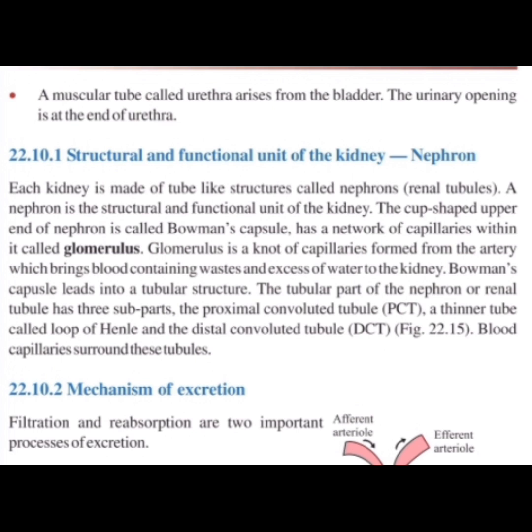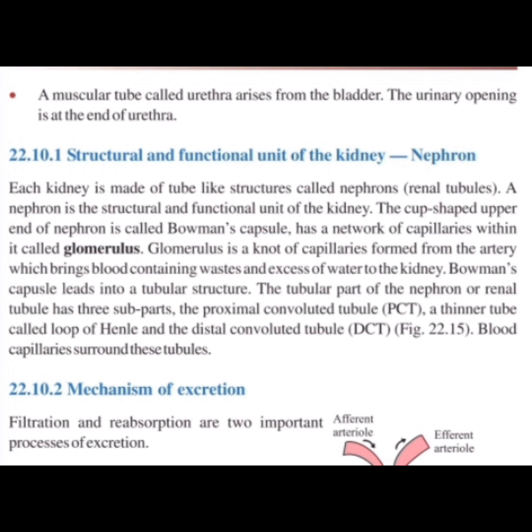It has a network of capillaries within it called the glomerulus. The glomerulus is a knot of capillaries formed from the artery which brings blood containing wastes and excess water to the kidney. Bowman's capsule leads into the tubular structure.